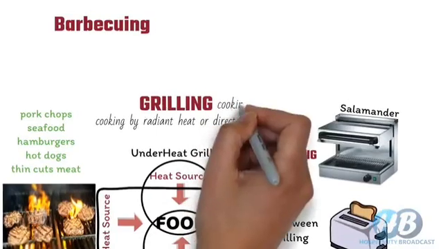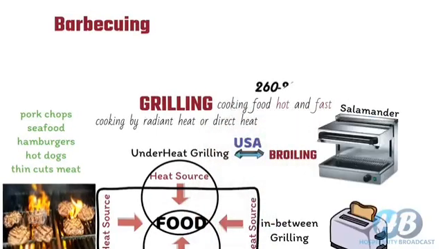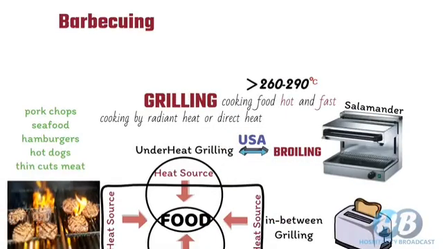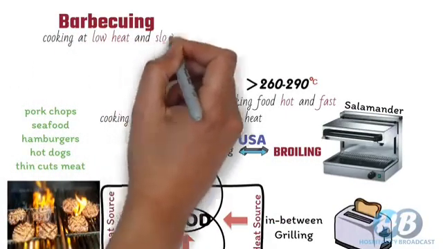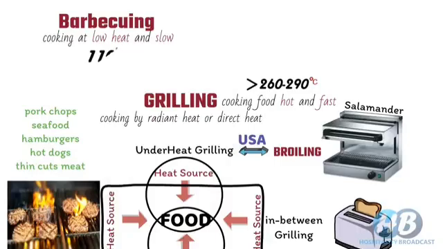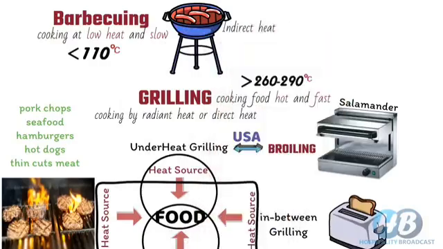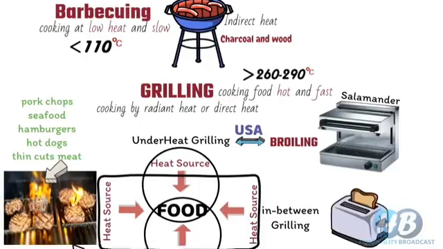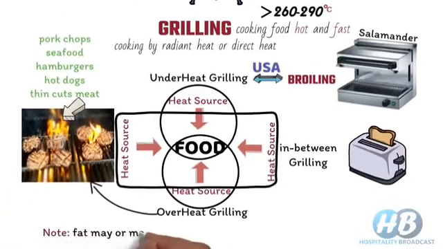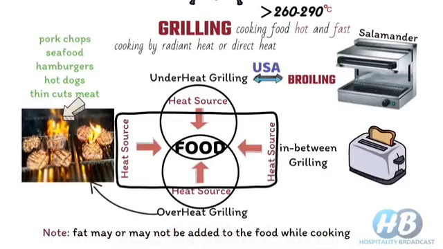The very difference is that grilling is cooking food hot and fast, near about 260 to 290 degrees Celsius, whereas barbecuing is cooking at low heat and quite a slow process, usually at 110 degrees Celsius or lower. Barbecuing is done with indirect heat as compared to direct heat in grilling. Charcoal, woods are commonly used heat source for barbecue. So, grilling is cooking fast over high heat, while barbecue entails a slow cooking process with low heat and over indirect heat. Please note here, fat may not be added to the food while cooking.